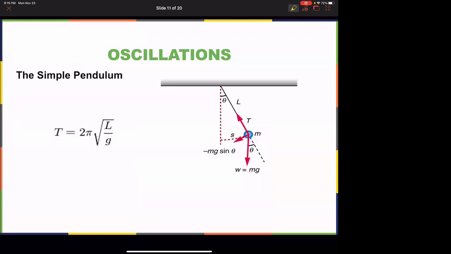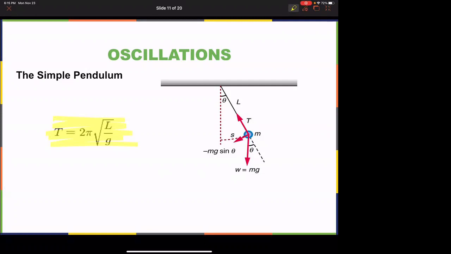Just wondering if you're wondering. This formula is important. This is the formula for a simple pendulum. And you'll need this in your lab when you need to find the period of the pendulum. You'll use this formula.